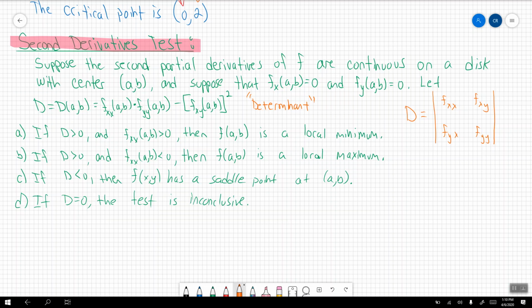But remember, Clairaut's theorem says that if these two are continuous partial derivatives, then they must be equal to one another. So naturally, we're going to have those two portions here. Since we're requiring that the second order partial derivatives be continuous, Clairaut's theorem is active here, and they will both be equal to one another.